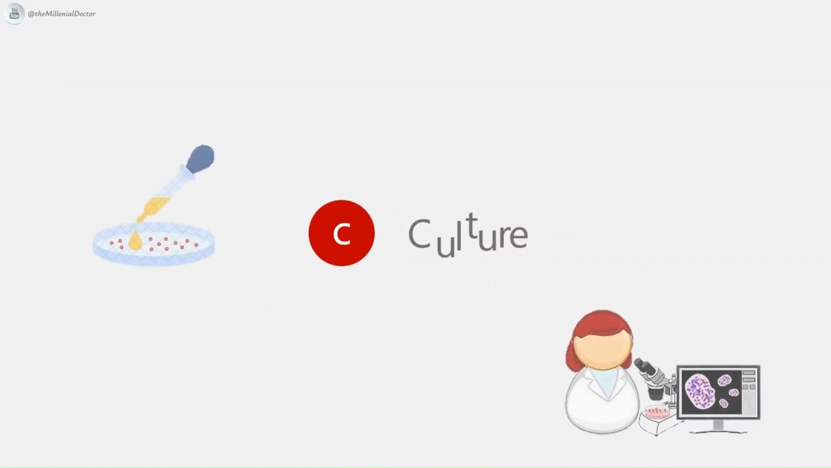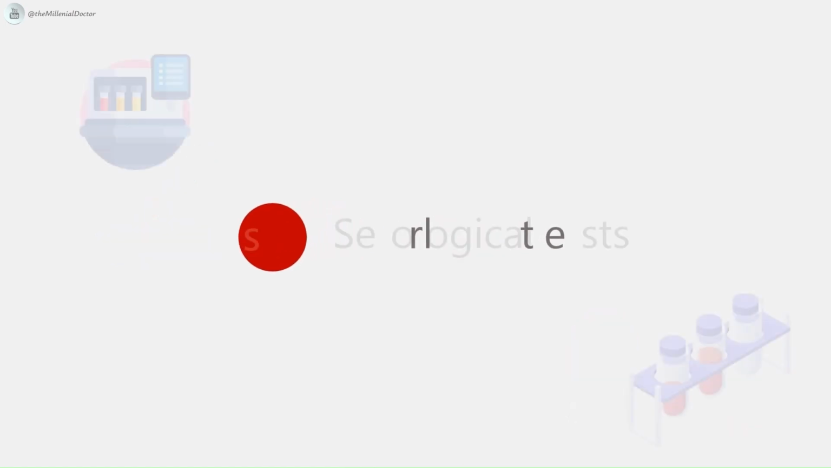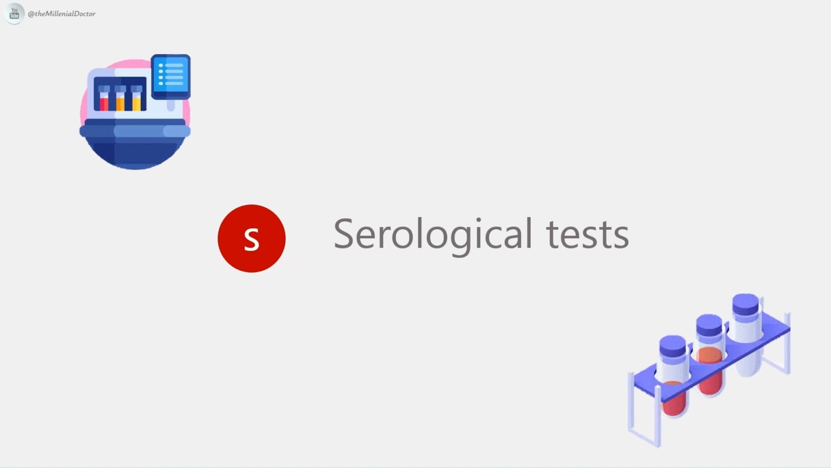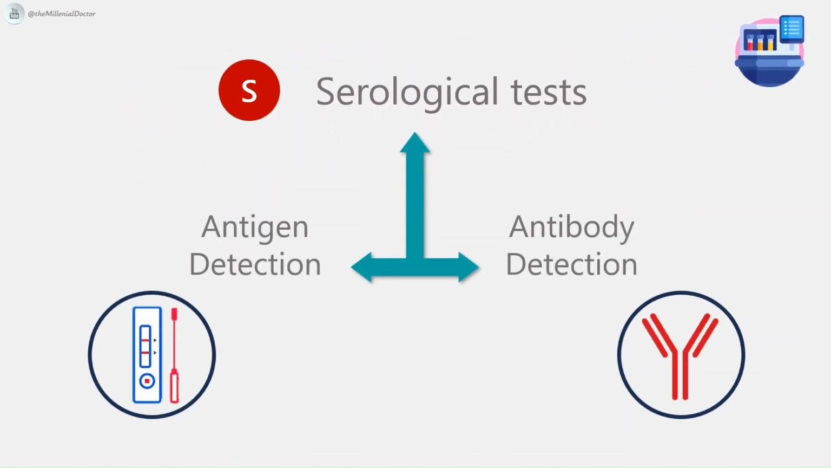Next, culture. Some parasites like Leishmania, Entamoeba, and Trypanosoma can be cultured in the laboratory in various media. Then, serological tests. These are helpful for the detection and surveillance of many protozoal and helminthic infections. These tests are basically of two types. First, tests for antigen detection. Second, tests for antibody detection.